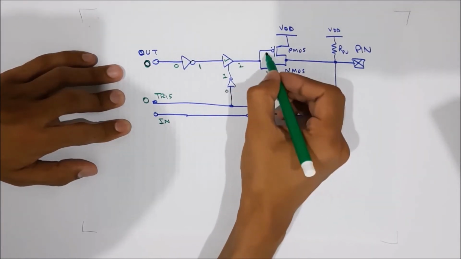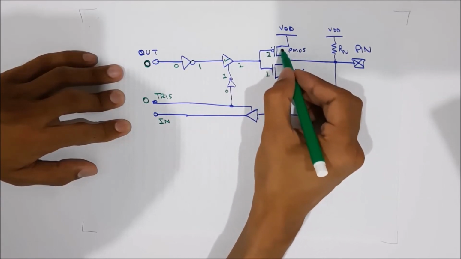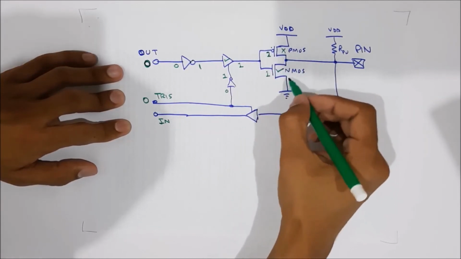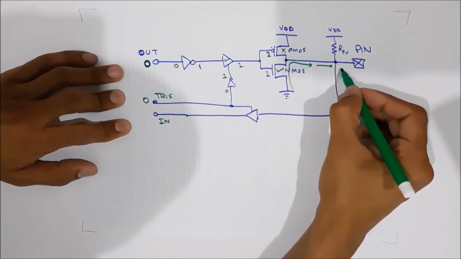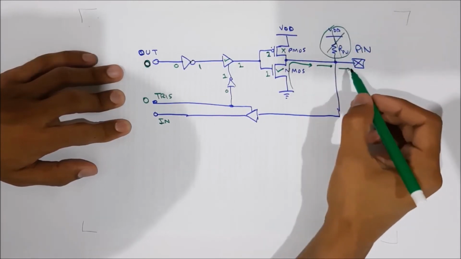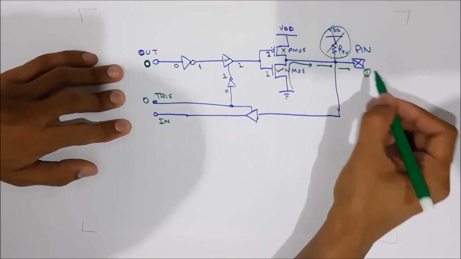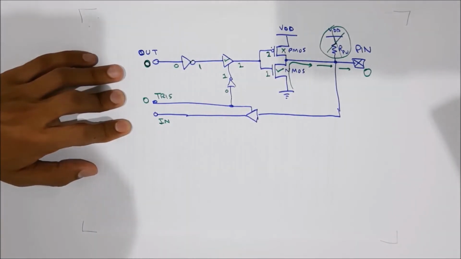This will be on and this will be off. So PMOS will be off and NMOS will be on, and the ground will travel from this point to this point, and just ignore this one for the time being. So a 0 will be output on the pin as desired.